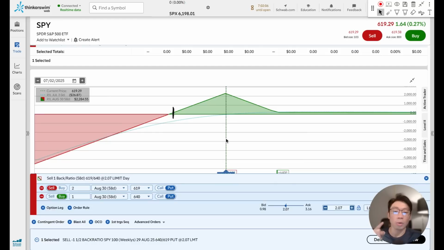Now, finally, not only can you use this on stocks or index ETFs, but you can actually also use it on XSP.